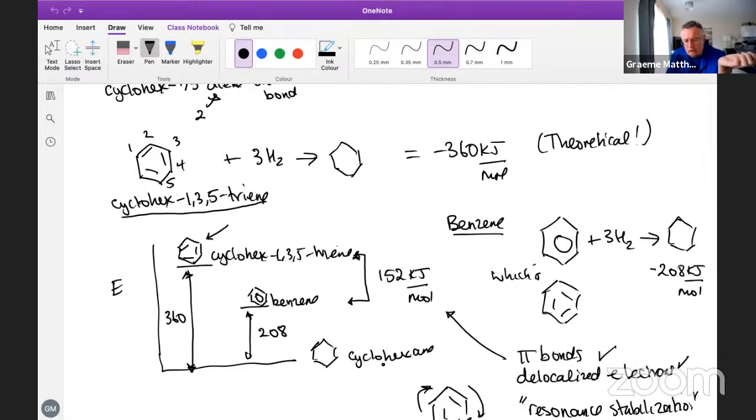So this one here, I've got cyclohexane as my base, and I'm saying if I'm cyclohexa-1,3,5-triene, okay, well then I'm going to release 360 kilojoules of energy if I hydrogenate across all 3 of these theoretical double bonds, right? Now, if I've got benzene, well, benzene only releases 208 kilojoules to take it back down to cyclohexane. And you're wondering, well, why? What's the reason for that, right?